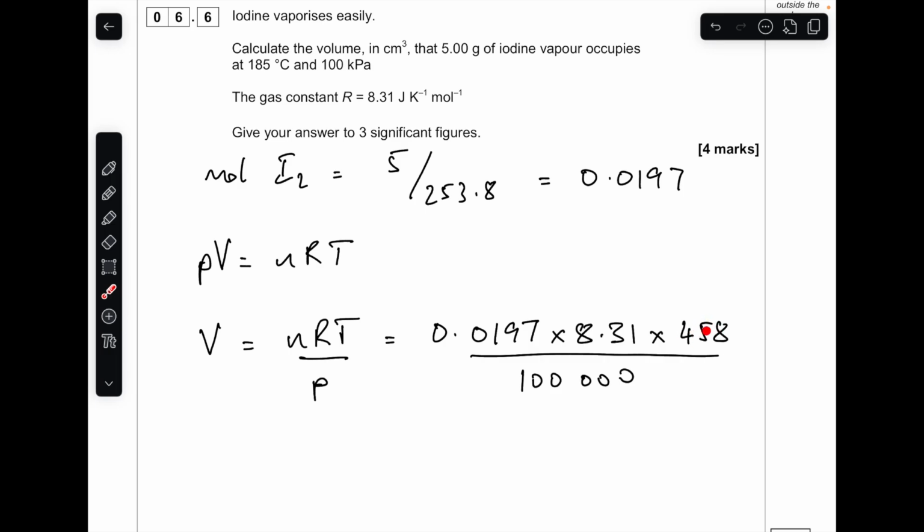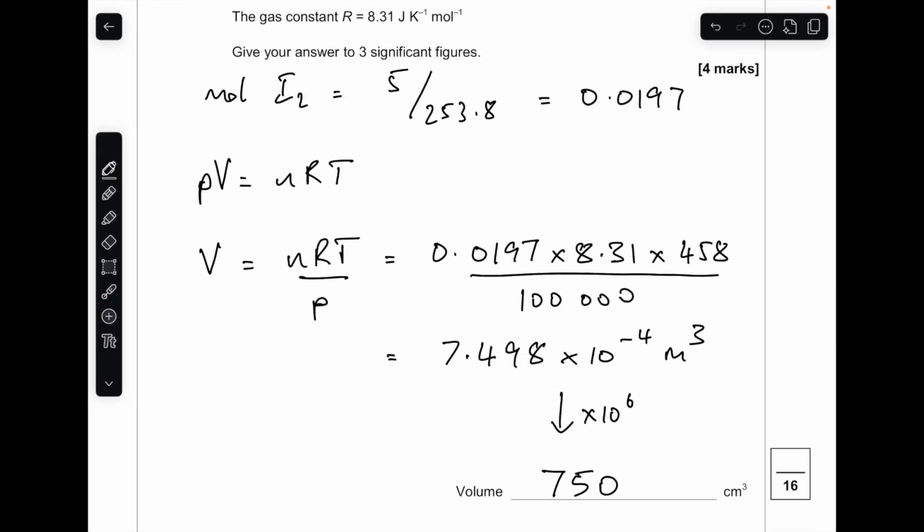Temperature needs to be in Kelvin. They've given it in degrees Celsius, so we just add 273 onto that, so 458 there. And the pressure needs to be in pascals. We've got it in kilopascals in the question, so 100,000 pascals. So the volume's coming out at 7.498 times 10 to the minus 4 metres cubed. Remember, volume in the ideal gas equation is in metres cubed. We've got to put it in centimetres cubed, so we need to multiply by 1,000,000, or 10 to the 6, which to 3 significant figures gives 750 centimetres cubed.